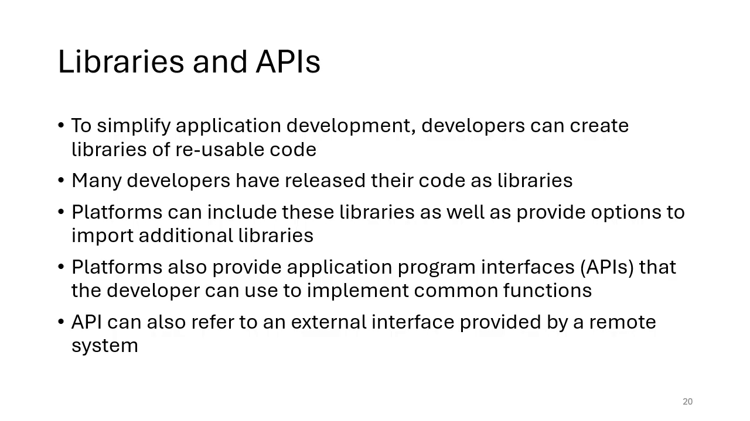Now, a lot of developers are releasing their code as libraries. They even release it as open source, in which case they don't get paid, but some developers are actually making this a business. By releasing code as a library and charging for that, that's a business model. And then within your platforms, you can include these libraries as well as provide options to import additional libraries. There are also application program interfaces that the developer can use to implement functions as well. The API might also refer to an external interface provided by a remote system.